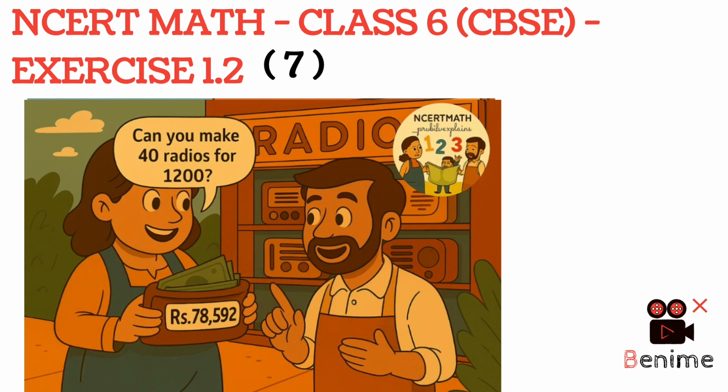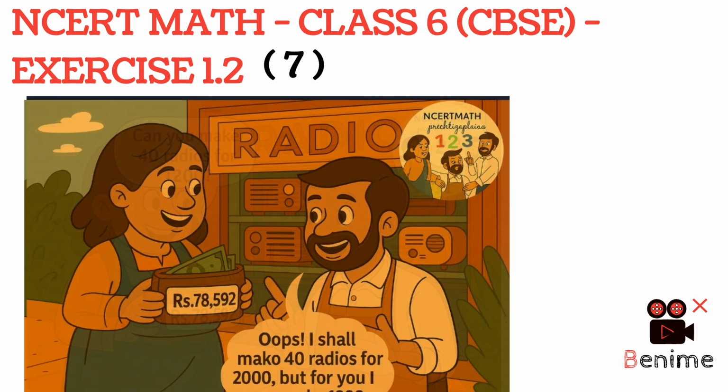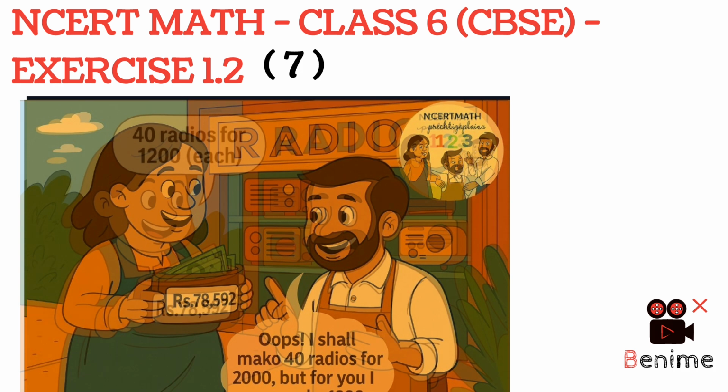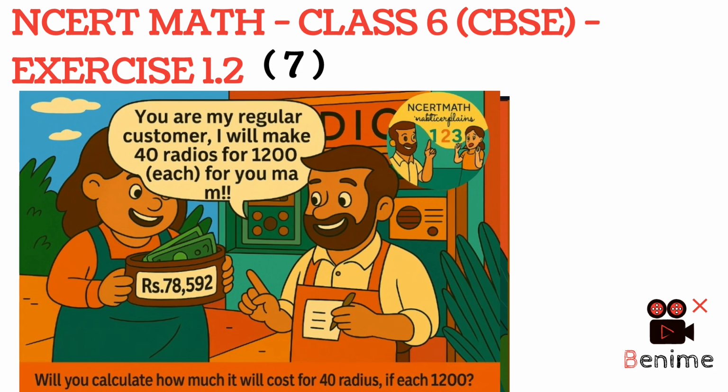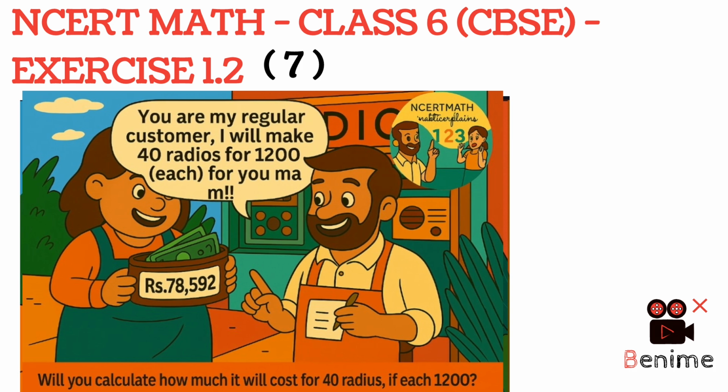Then the shopkeeper replied, "Oops, I shall make 40 radios for 2,000, but for you I can make it 1,800." But the merchant then started bargaining. "40 radios for 1,200. I will pay 1,200 each." Then the shopkeeper replied, "Okay ma'am, you are my regular customer. I will make 40 radios for 1,200 each for you, ma'am."